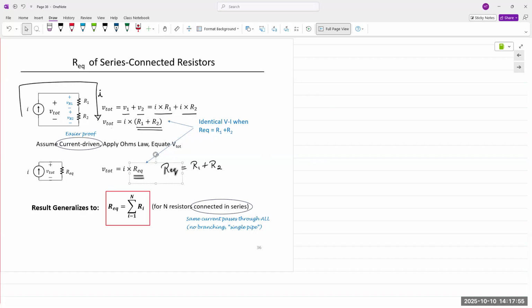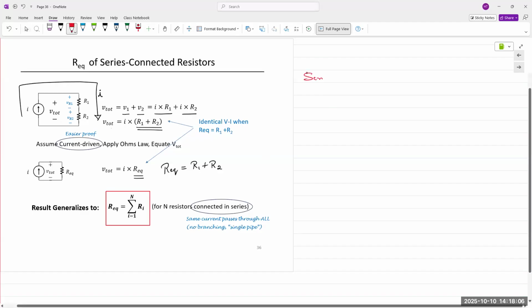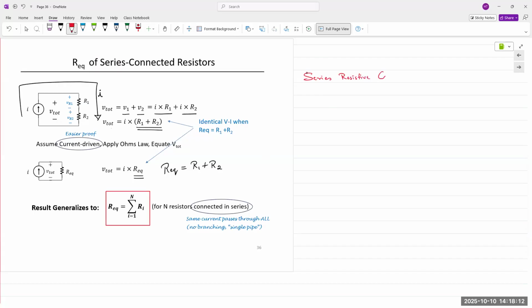Important takeaways for a series circuit are these. In a series resistive circuit, current is the same. There is no other pathway for the current to flow. However, voltage is divided.